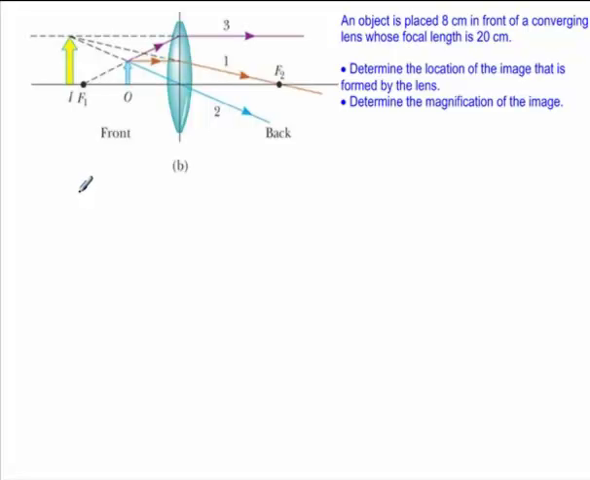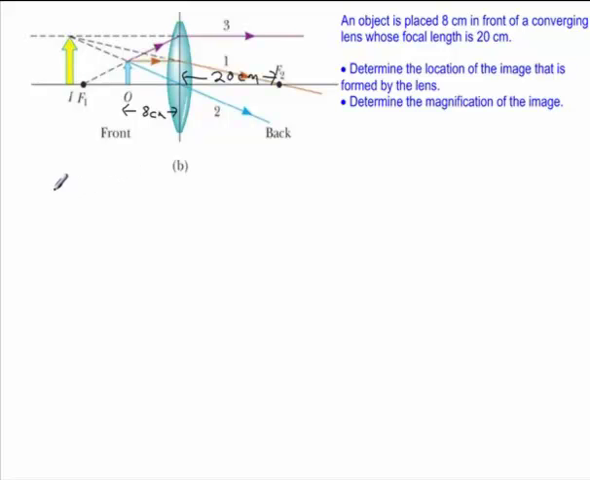In this case, we have another example of a converging lens, but the object is placed between the focal point of the lens and the lens itself. So our object in this case is located 8 centimeters from the lens, and the focal point is 20 centimeters from the lens. And the question is to determine the location of the image that's formed by this lens.